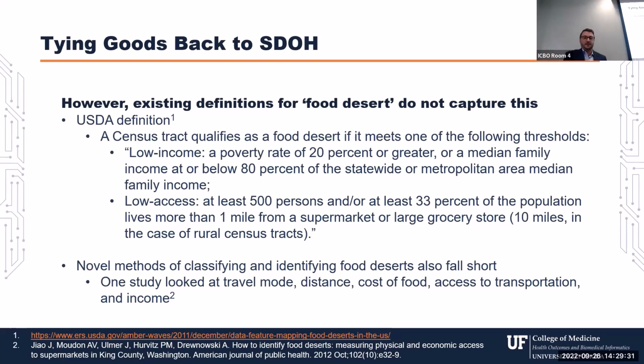There have been others who have identified the shortcomings of this approach, and so they have come up with novel ways of measuring and identifying food deserts. One study looked at travel mode, like walking, biking, or driving, distance, cost of food, like the average cost of food at the grocery store, access to transportation, whether or not a person had a car, and income. But again, they did not look at whether this was accessible to somebody who was disabled.